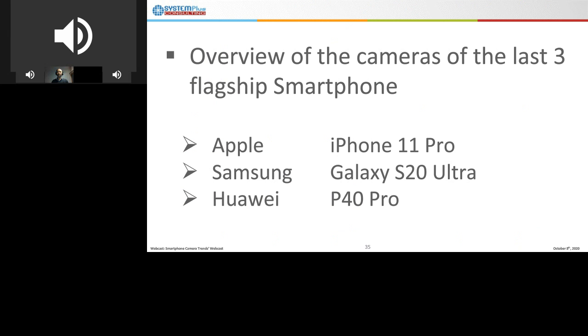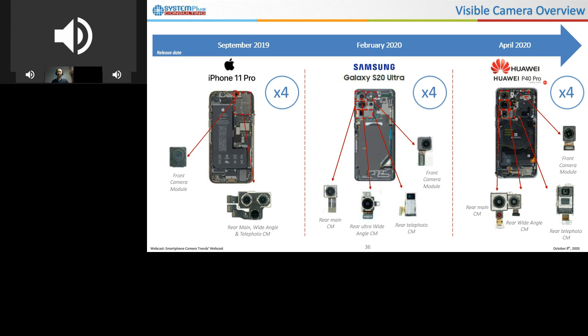To show you the last trend, I selected the 3 latest high-end smartphones from the 3 main OEMs: iPhone 11 Pro from Apple, Galaxy S20 Ultra from Samsung, and P40 Pro from Huawei. We don't have the iPhone 12 now because its release is scheduled this month. On this slide, there is the release date of each smartphone I have selected.